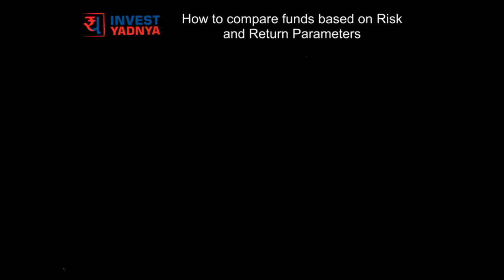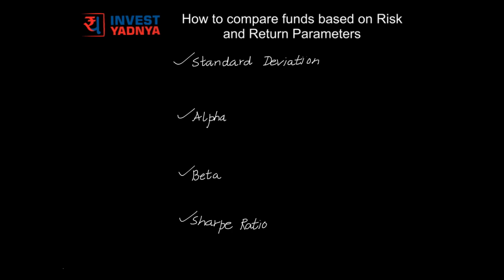In our earlier videos, we have studied risk and return parameters like standard deviation, alpha, beta, and Sharpe ratio to understand how to read performance of various funds. And in this video, we are going to see how these parameters can be used to compare two funds. Before we actually compare funds, let's quickly go through what these four parameters mean.